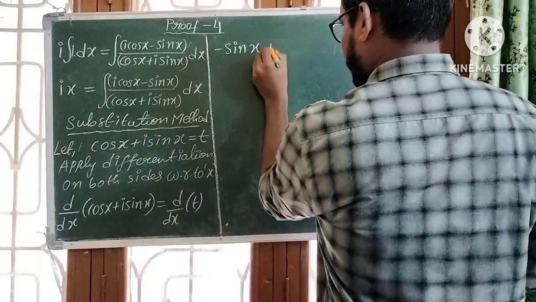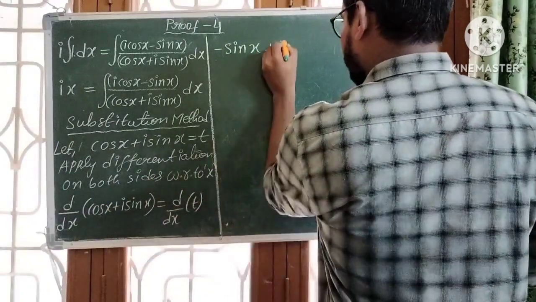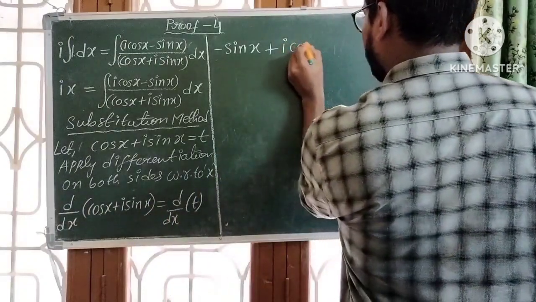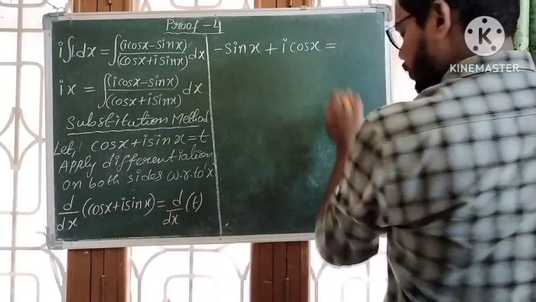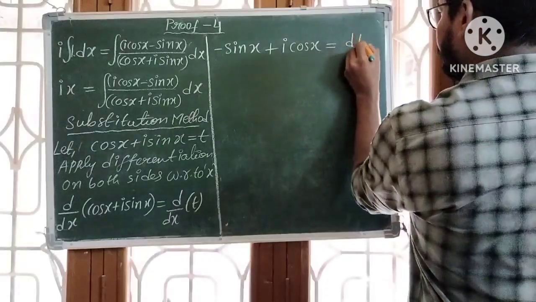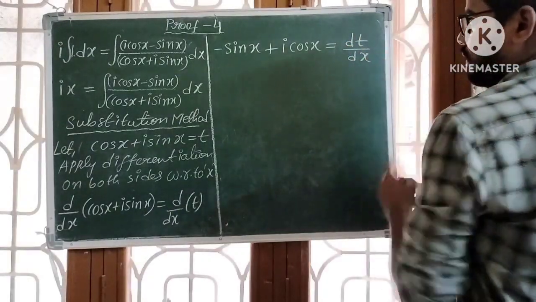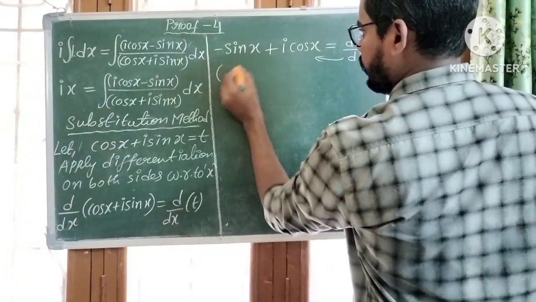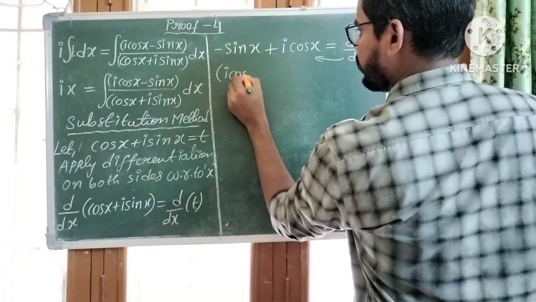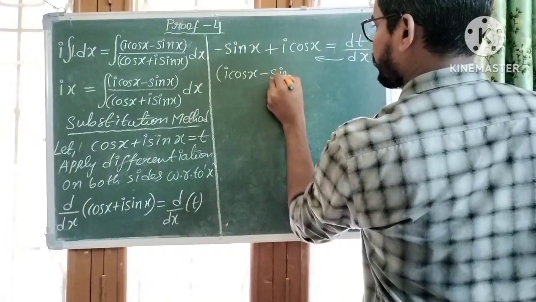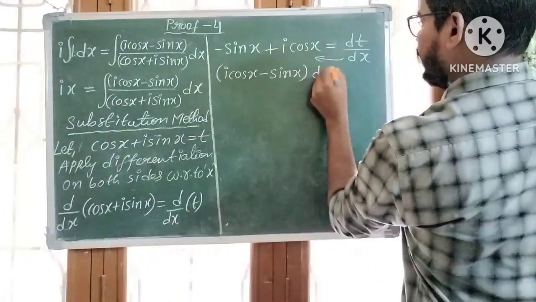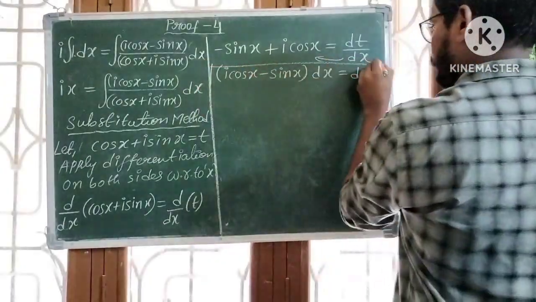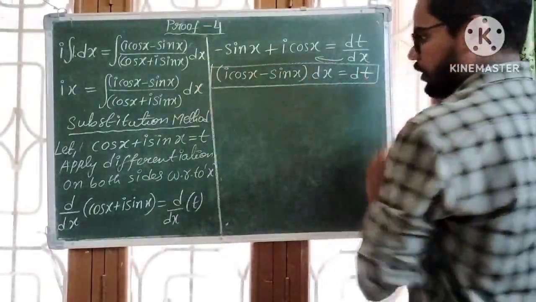So plus i is a constant. So i into d by dx of sin x, the derivative of sin x, is cos x, equal to dt by dx. Okay, now transpose dx. Division becomes multiplication. Here you can write i cos x minus sin x into dx is equal to dt. This expression is equal to dt.